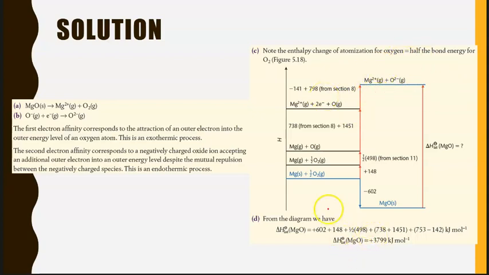Okay, when we substitute all these values in, remembering negative 602 we're going to get for our enthalpy of formation of the lattice, you should have gotten a positive 3,799. And if we look at this, this indicates that the magnesium oxide lattice is actually stronger than the sodium chloride lattice because it requires a lot more energy to disrupt.